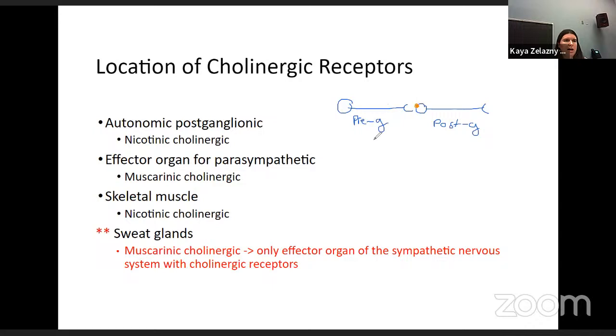And that's because our preganglionic neurons, regardless of parasympathetic or sympathetic, are releasing acetylcholine. So we're seeing them on the postganglionic neuron because they're receiving that acetylcholine signal, which is great because that means that our preganglionic neuron fires, releases acetylcholine. The simple receptor opens those cation channels, causes depolarization, and our postganglionic neuron then fires.